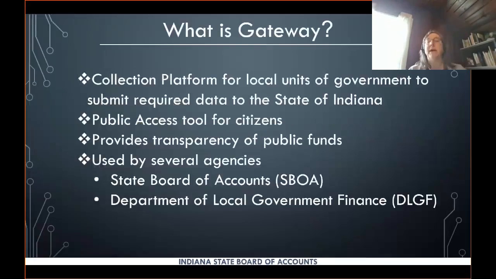So what is Gateway? Gateway is basically a transparency portal. The state has one on the Auditor of State's website, and this is for local government. So this is a transparency portal for local government. It was a joint project started between the Department of Local Government Finance and the State Board of Accounts, working together with the Indiana Business Research Center, which is IBRC, you'll hear.